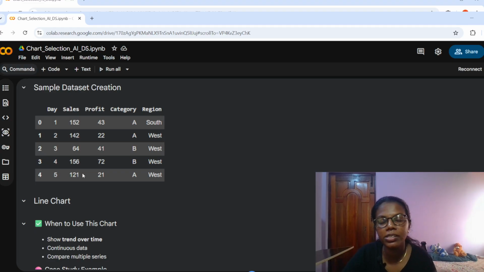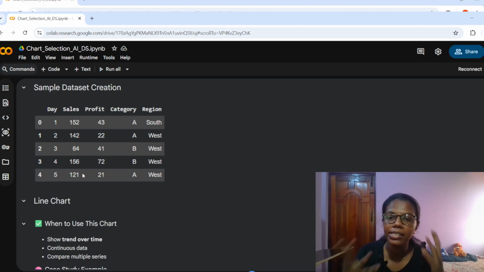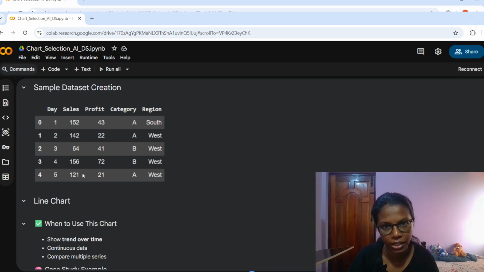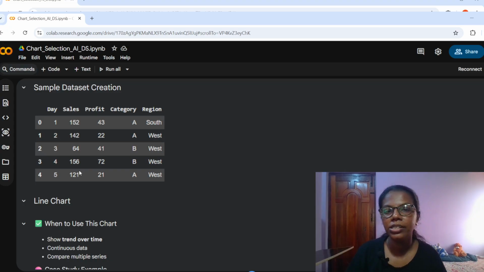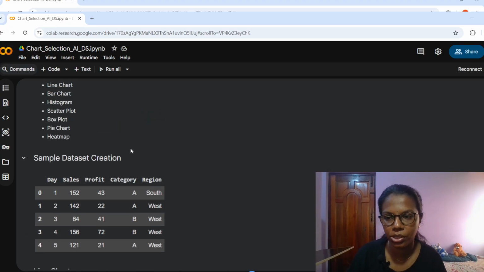So for that, first, I need to understand what is going on in this data. For that, I need to create visualizations. I need to convert this data into a chart or graph, specifically when I have numerical values, to understand what is going on between them. So in this video, we are going to see 7 different charts and their usage.